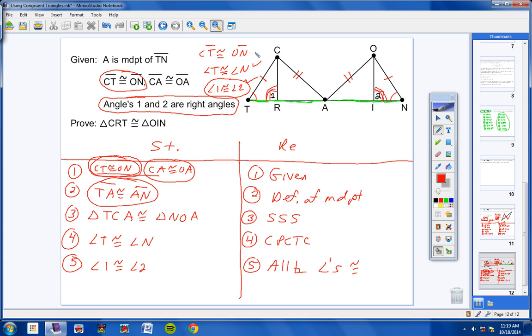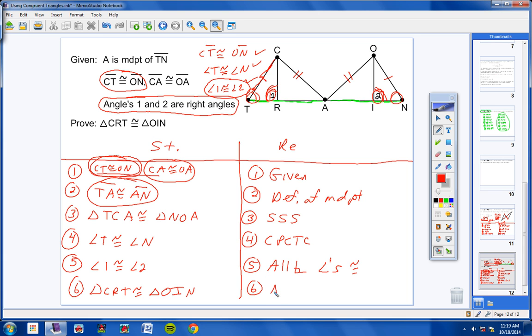So I've stated all 3 of these things, so I can definitely state now that triangle CRT is congruent to triangle OIN, and the reason would be side, angle, or in other words, angle, side is congruent to angle, side.